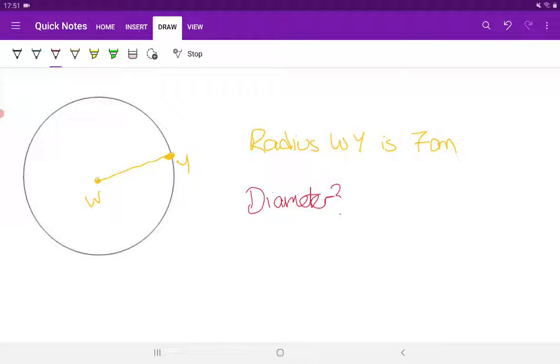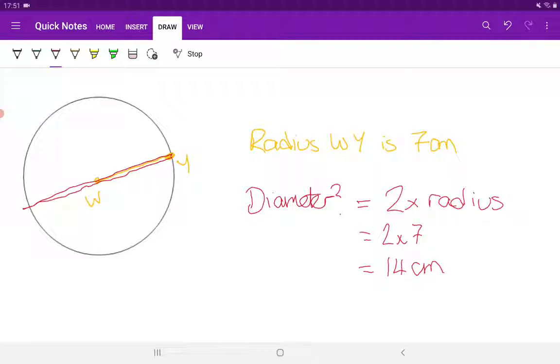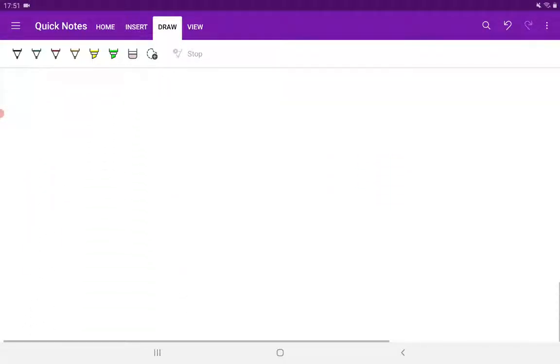Well, we know that the diameter, the distance from either side, through the centre, is 2 times the radius, or double the radius. So we're doing 2 times 7, so the diameter is going to be 14 centimetres. So if you ever need the diameter and you've got the radius, you just need to double it. And it can work the other way as well, guys.